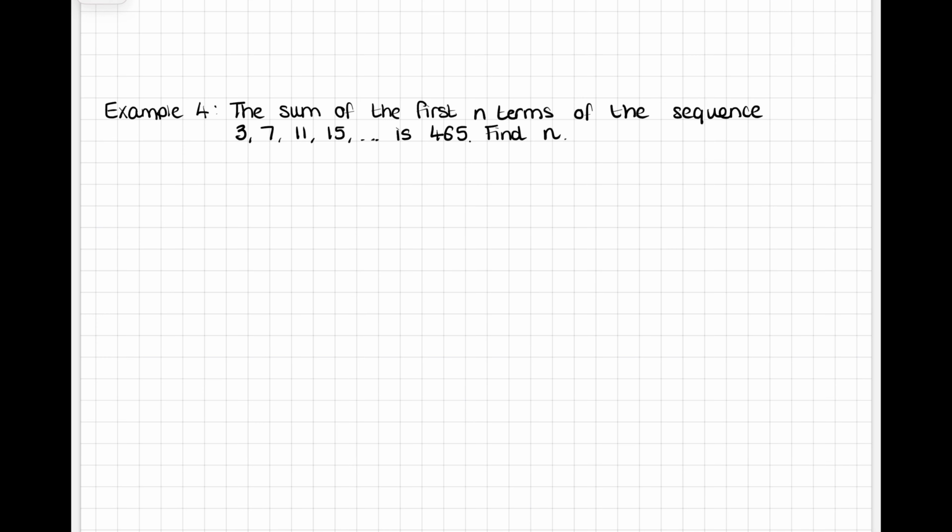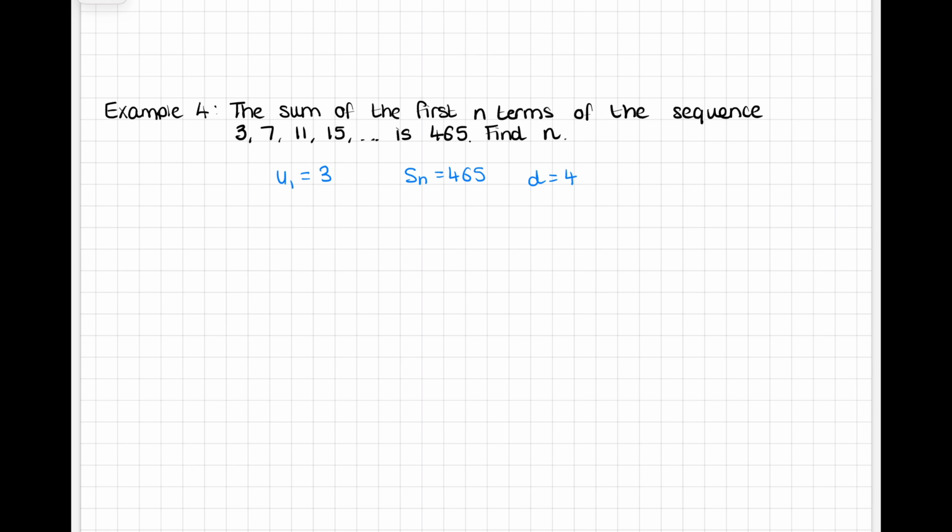Example 4: the sum of the first n terms of the sequence 3, 7, 11, 15 is 465. Find n. So let's just write down what we know. We know that u1 equals 3, that the sum is 465, so Sn equals 465. And from this information, we can also work out that the difference equals 4. That's all the information we have right now. We don't know what n is.